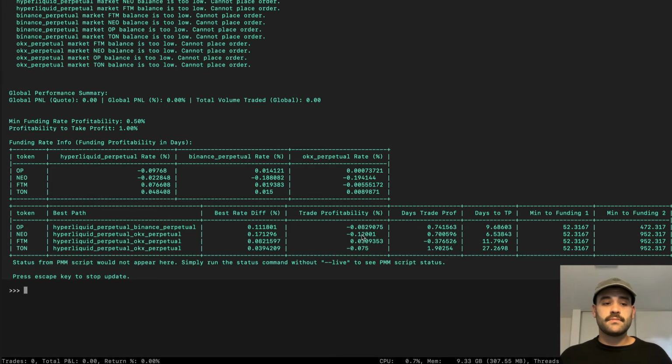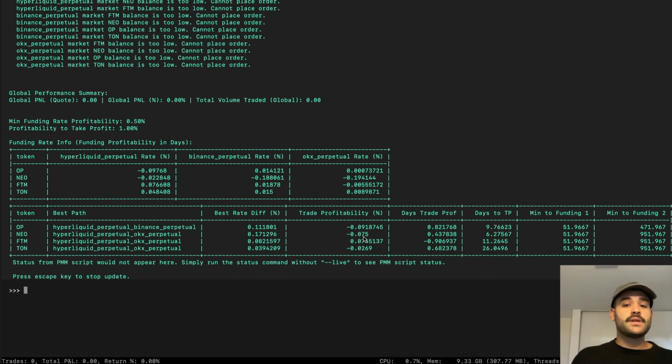So as you can see, for FTM it seems that we have a very small but positive profitability, where before it was negative. And for the other ones, there are some where we are going to lose 0.12% or 0.13% if we enter the trade right now.